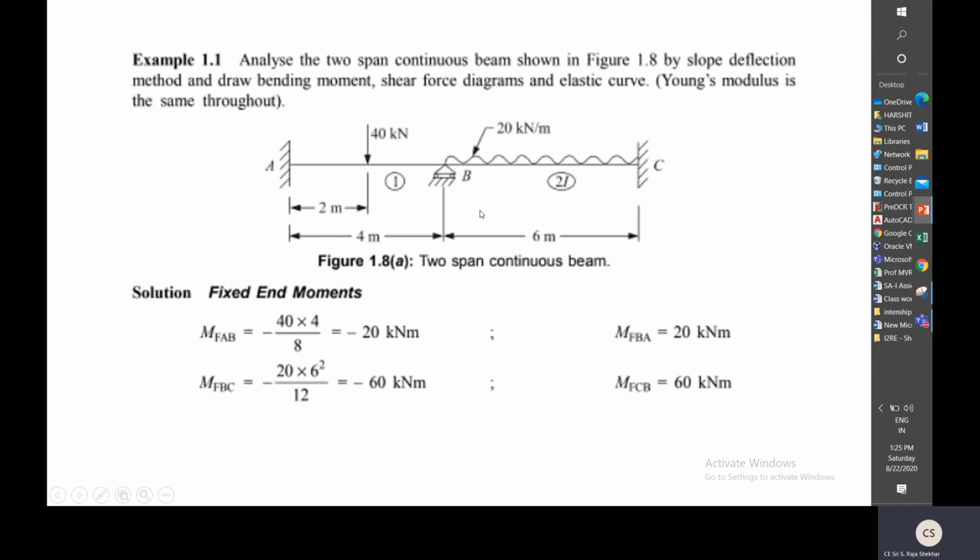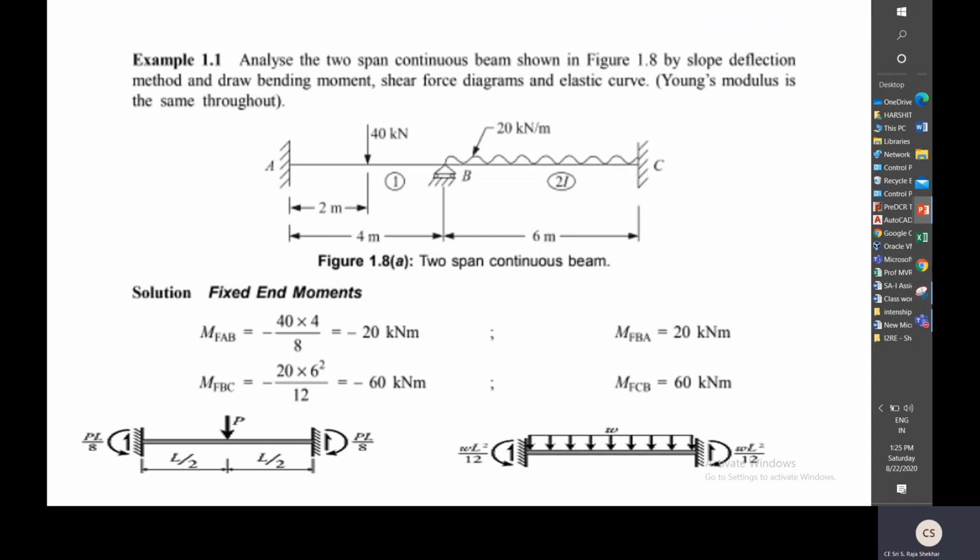So for this type of problems or analysis of any beam, continuous beam or any type of beam or a frame, whether it is a sway frame or non-sway frame, first what we need to do is we have to calculate fixed end moments. Okay. First we need to calculate fixed end moments. So fixed end moments depend upon type of loading and type of span.